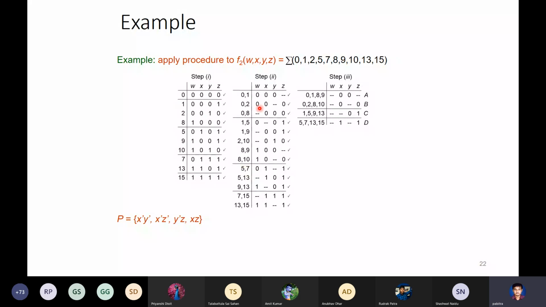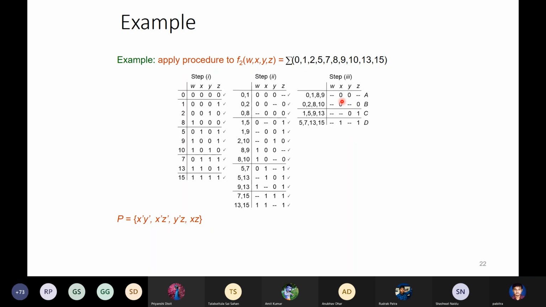You find out the entries in this table which are not check marked yet. So you can see everything in step 1 table is check marked. Everything is okay. By the way, what do these matching pairs correspond to? 0, 1, 8, 9 in terms of the Carnot map. What do they correspond to? 4-sized cubes. Very good. After stopping, I'll pick up all the entries which are not check marked. So in this case, it is only these 4 entries which are not check marked yet.